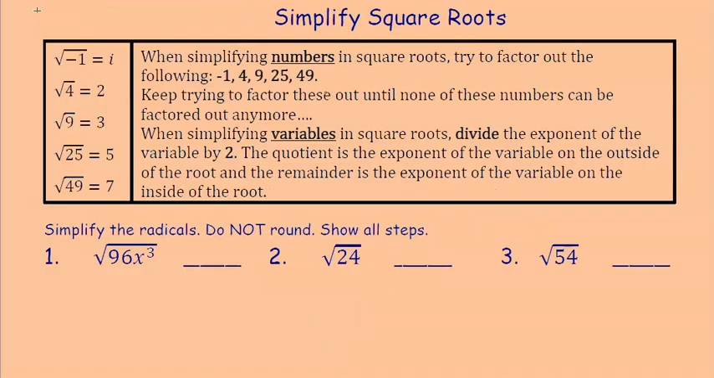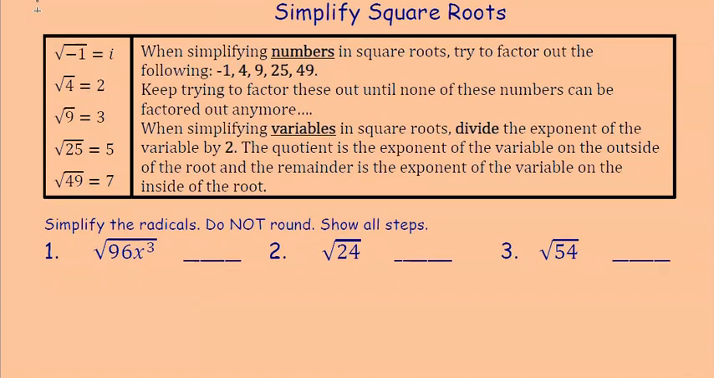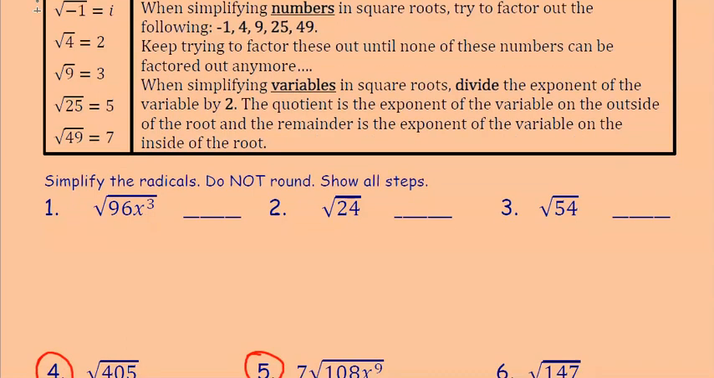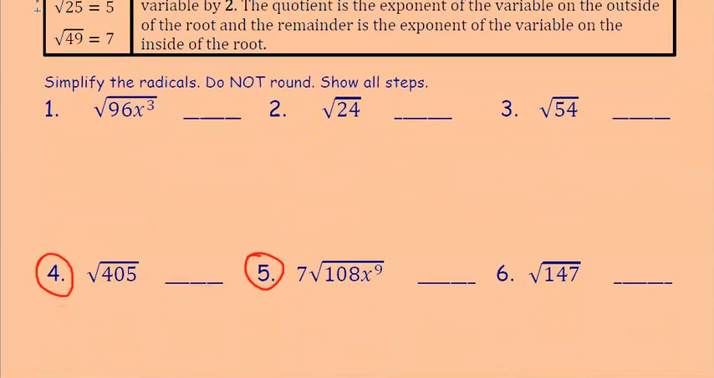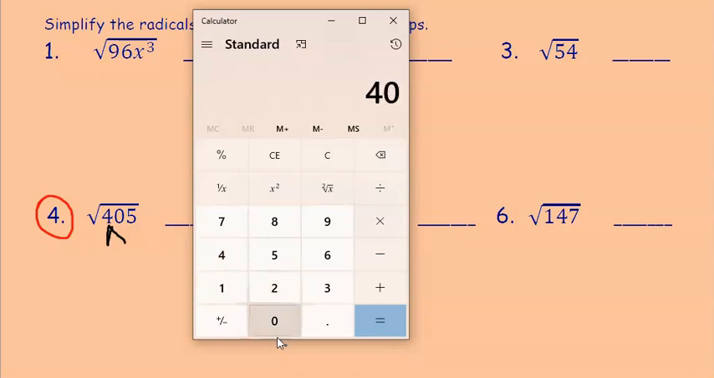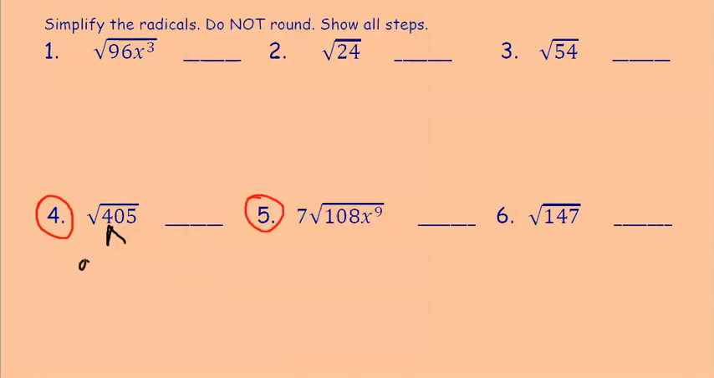Page 23. Simplify square roots. Simplify these radicals, do not round, and show off your steps. Let's look at number 4, the square root of 405. So let's take our calculator and try the numbers. 405 divided by 4, decimal, try a different number. 405 divided by 9. That gives you 45.